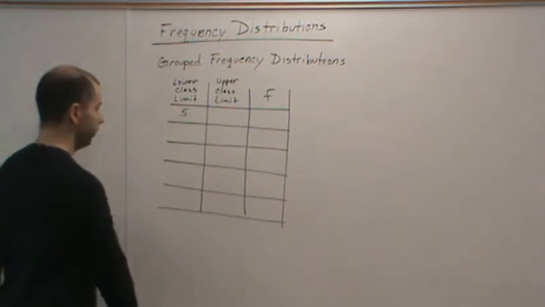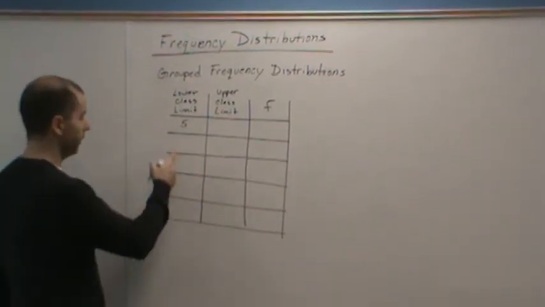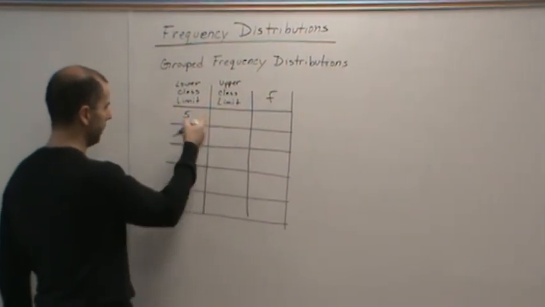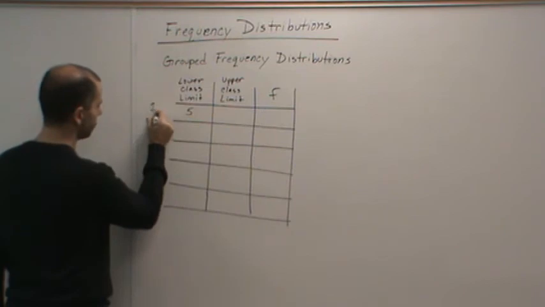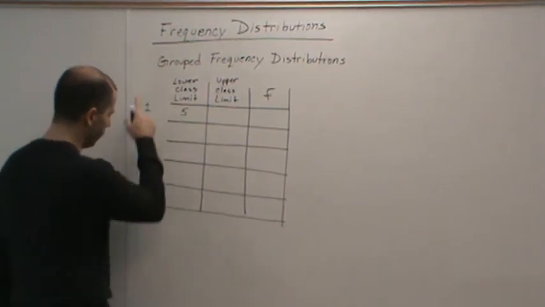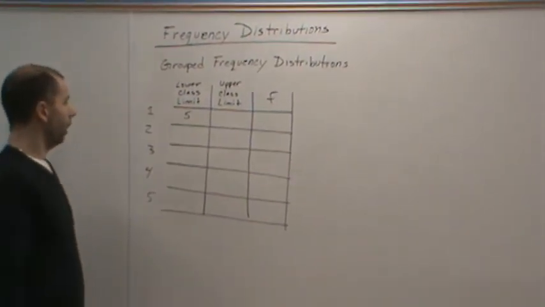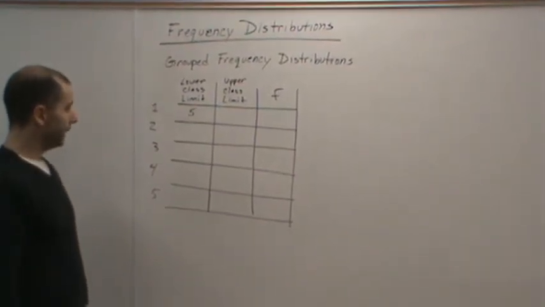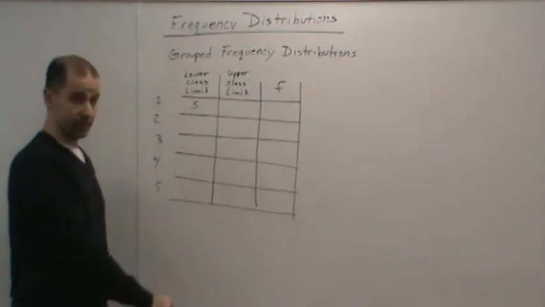Okay, so there are the 5 classes. We have the lower and upper class limit of each class. You could say class 1, class 2, 3, 4, and 5. You don't have to write this, it's just for observation. So, how do we get the next 4 class limits here?